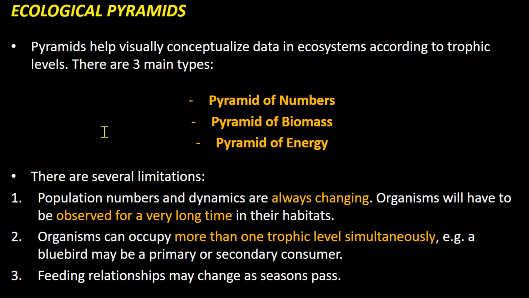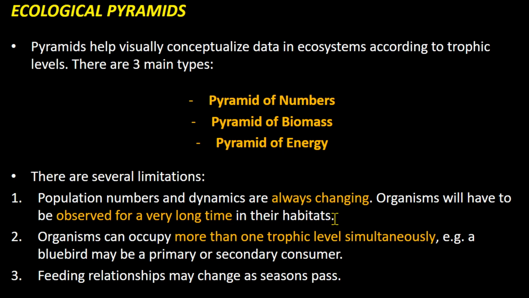Ecological pyramids. Pyramids help visually conceptualize data in ecosystems according to trophic levels. So there are three main types: the pyramid of numbers, pyramid of biomass, and pyramid of energy. There are several limitations when dealing with this. First thing is that ecosystems are never static. Population numbers and dynamics are always changing. Organisms would have to be observed for a very long time in their habitats. So for example, it's very, very difficult to get a true physical count of organisms in an ecosystem, because they're always reproducing and they're always dying.